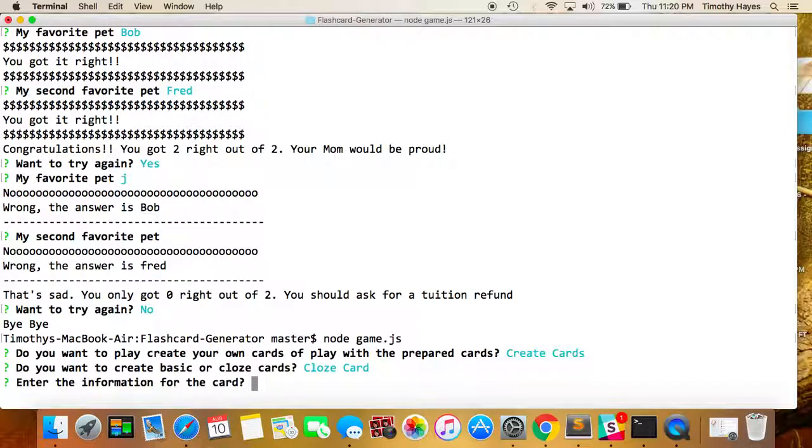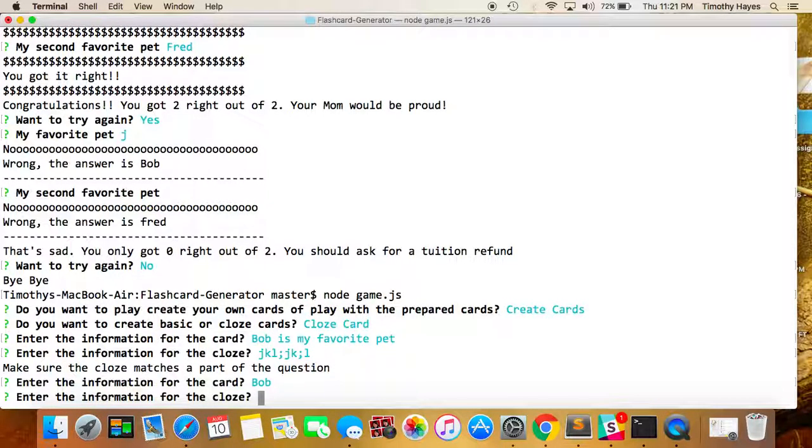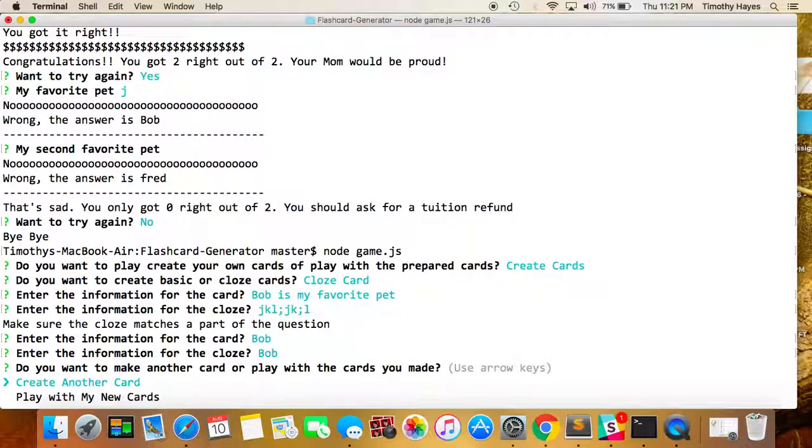And now enter the information for the card, and we'll say Bob is my favorite pet. And enter the information for the closed. So this is going to be the word that's eliminated and replaced by the blank. So let me show you what happens if you enter something that isn't one of the words. Make sure the close matches part of the question. This is a little bit of user input validation. So now, let's say Bob this time. Bob. That's not very exciting, but that's what it is.